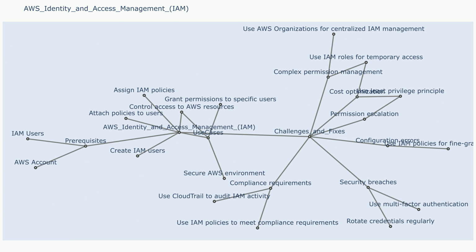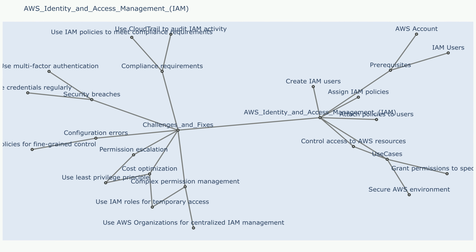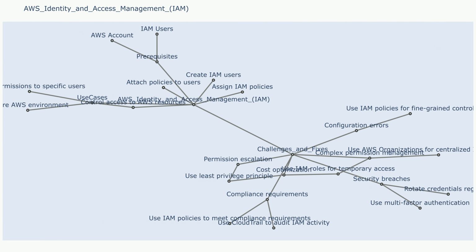Secure AWS environment by controlling access to AWS resources. IAM helps you protect your environment from unauthorized access and data breaches.